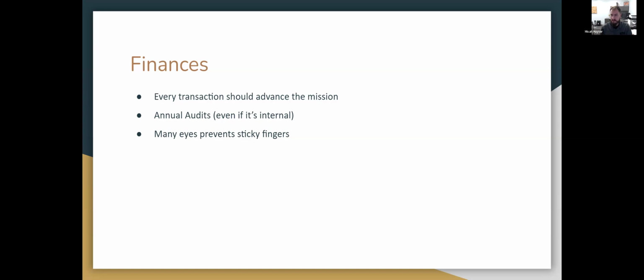Looking for those issues. Typically boards will sign off on finances once a month. This is a way that you can look at, over the course of the year, where every dollar went. That takes a lot of time and effort, but I do think it is important, especially because you can tell your donors, we look through it. And my last one too is many eyes prevent sticky fingers. That's a good one too.